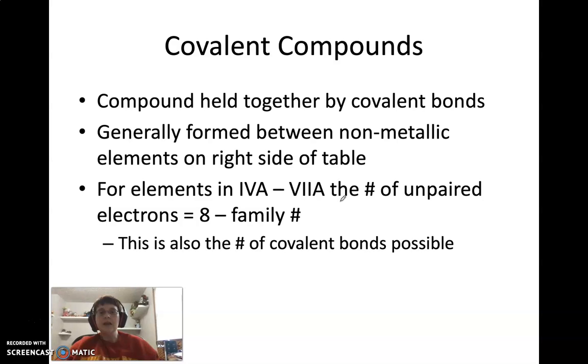The thing is that this number of unpaired electrons is the number of covalent bonds that are possible. So, for example, for carbon, that 8 minus 4 gets us 4 valence electrons, 4 unpaired electrons. That's the total number of covalent bonds it can make, so it can make 4 covalent bonds. It's a convenient way to figure out how many bonds these atoms can make, because that's the number of openings they need to fill up to make their octet.